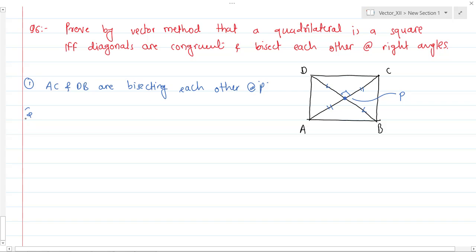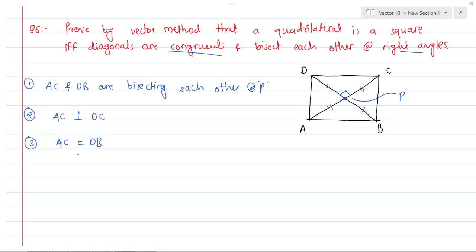Next thing you have to prove is that AC is perpendicular to DB, because right angles बोला है ना. And the third thing is that the diagonals are congruent, which means the length of AC is equal to the length of BD, as far as the scalar quantities are concerned. So these three things we want to prove here. Using scalar quantities we can easily prove this, but उन्होंने बोला है कि वेक्टर मेथड से प्रूव करना है. So how can we proceed?